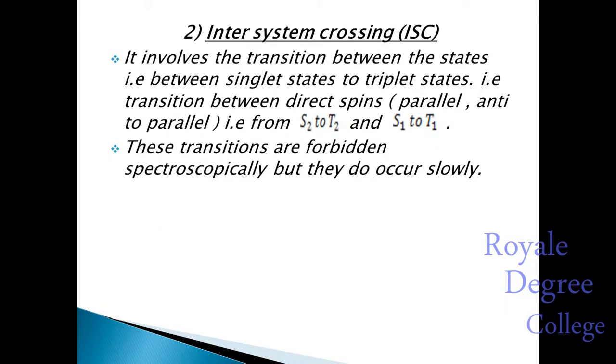Then the second type is intersystem crossing. It involves the transition between states, that is, between singlet state and triplet state, a transition between spins, parallel to antiparallel, that is from S2 to T2 and S1 to T1. These transitions are spectroscopically forbidden, but they do occur slowly.